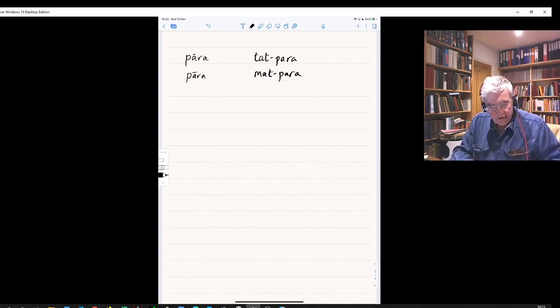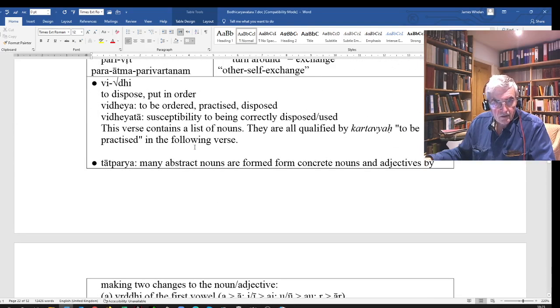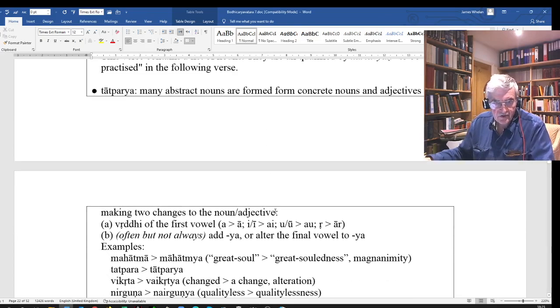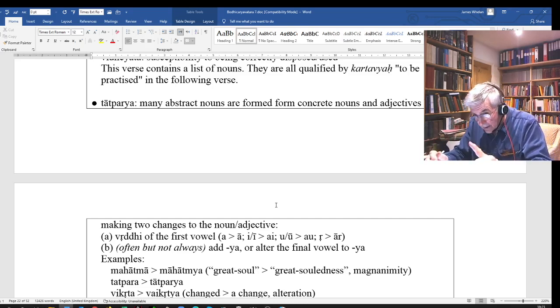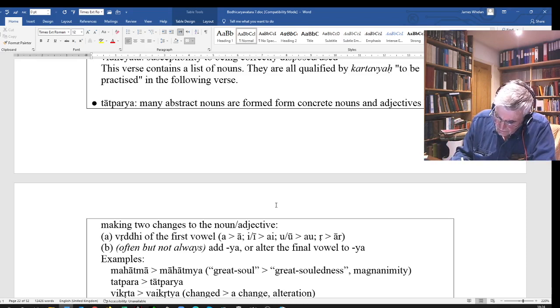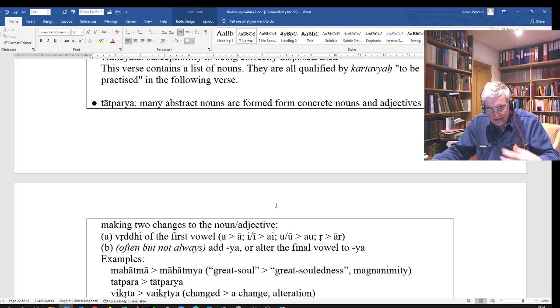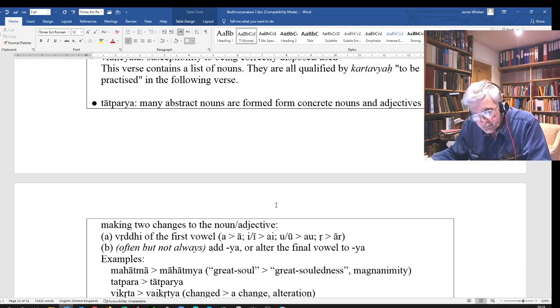Now you'll see I put a note about this in the notes at the bottom of this verse. I'll call it up for you. There we are. I've given a note about the formation of abstract nouns. There are various ways of forming abstract nouns. This is just one of them. That you take this adjective, tatpara, literally that, devoted, not devoted to that. That's a compound adjective. And you can make an abstract noun by giving vriddhi, that's the strengthening of the first vowel. And then instead of final a, you make it a ya. So it's like adding "-ness" to something to make an abstract noun out of it. So tatpara, devoted to that. Tatparya, devotion, the quality or state of being devoted to something.